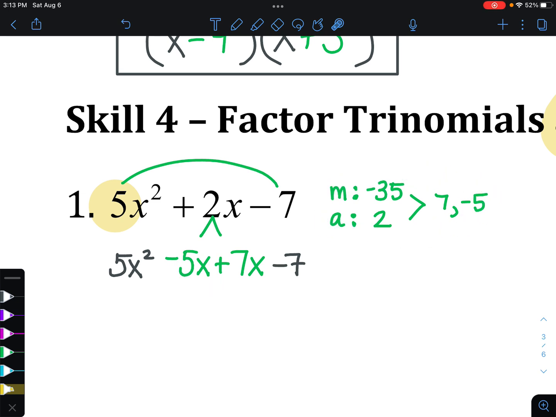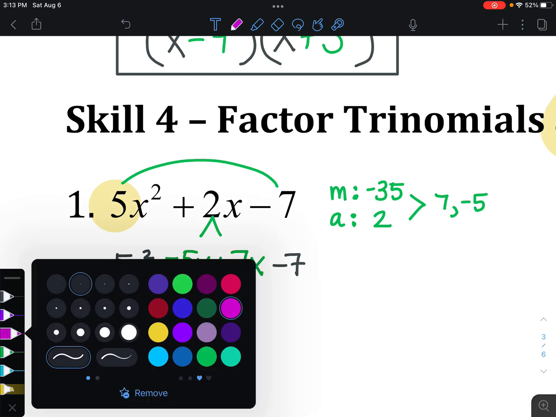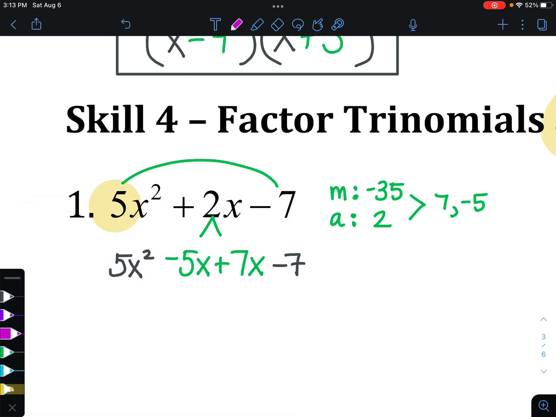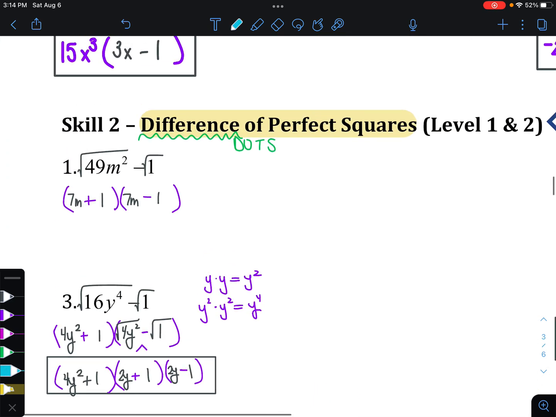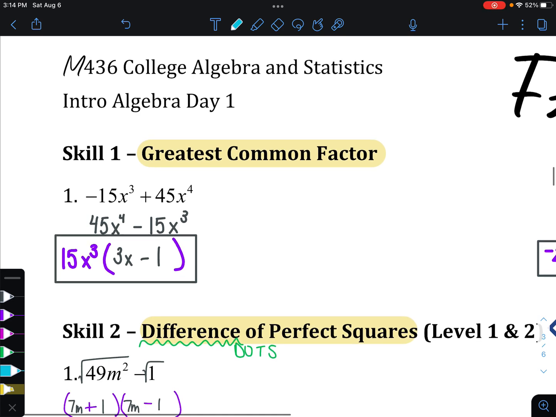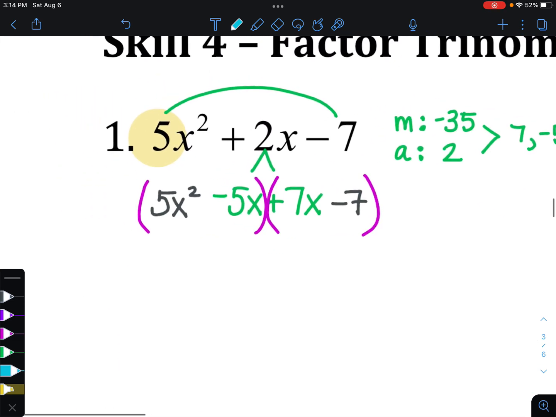Well, once we split the middle, it makes it really easy for us to now factor by grouping. All that means is we're going to group the first 2 terms and the last 2 terms together, right? I just threw parentheses in there, grouping the first 2 and the last 2, and now I fall back on my GCF factoring skills, right? So way back up in the beginning here, we practiced how to take out a greatest common factor. We're going to do that again here.